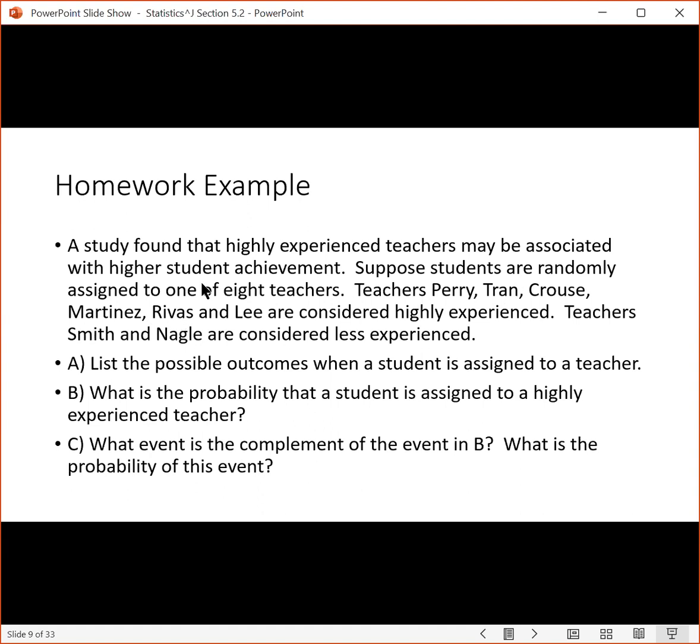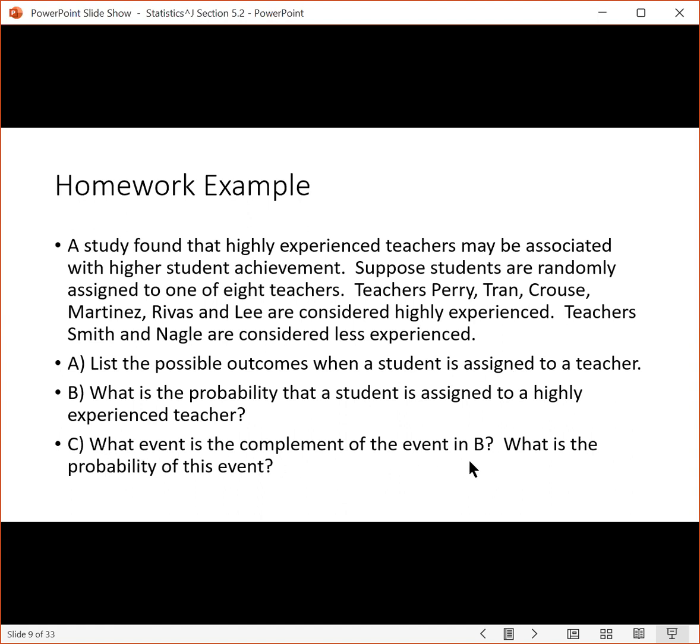So we've got 1, 2, 3, 4, 5, 6, 7, 8. So there should be 8 things that are in our sample space. And then what is the probability that the student is assigned to a highly experienced teacher? So we're going to have 6 highly experienced teachers over the total number of 8 that I just said from the previous one.